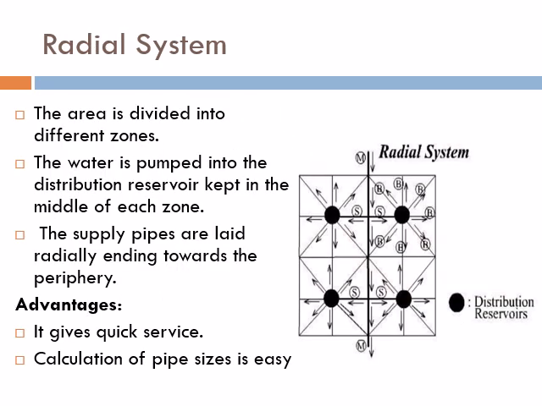Next is the radial system. In the radial system, the area is divided into different zones. For each zone there will be a distribution reservoir kept in the middle of the zone, so that the water will be stored in the reservoir and then supplied to consumers. That is, the supply pipes are laid radially, ending towards the periphery of that area. The advantages include that it gives quick service and the calculation of the pipe size is easier.